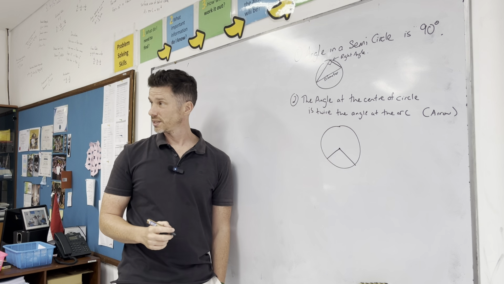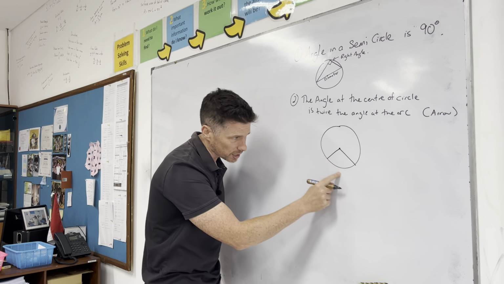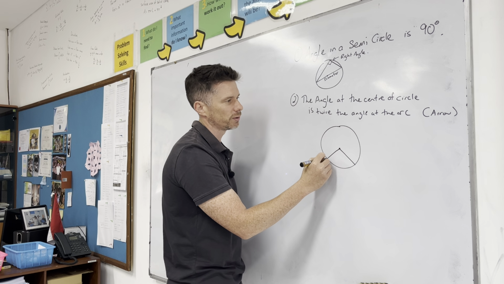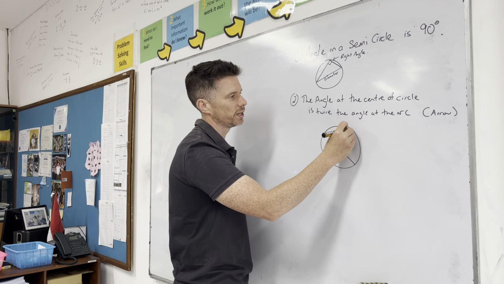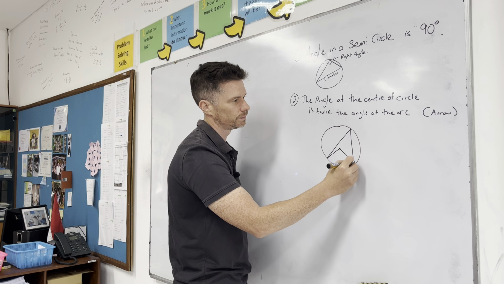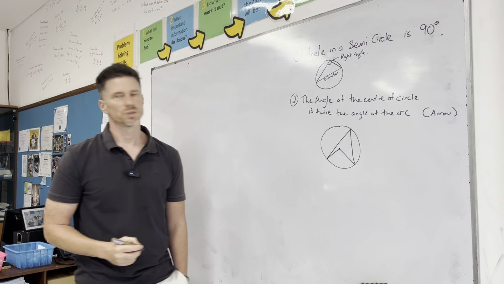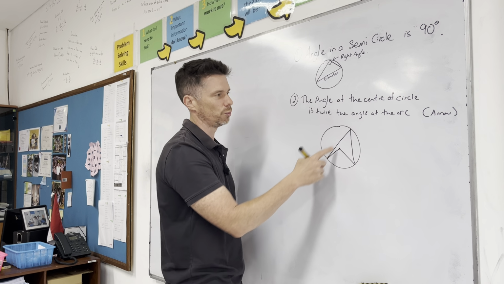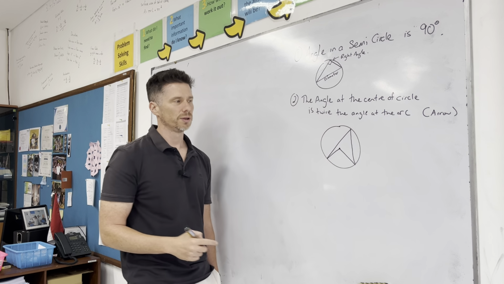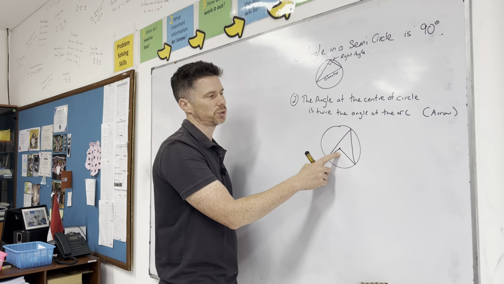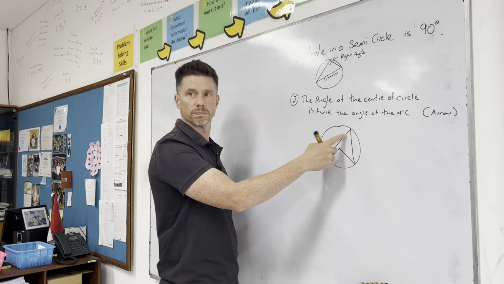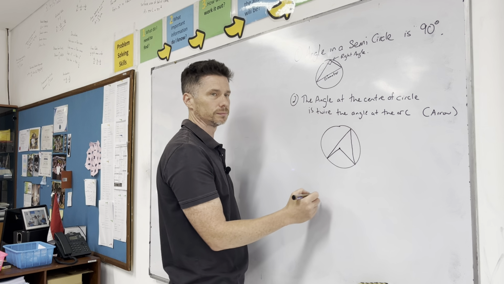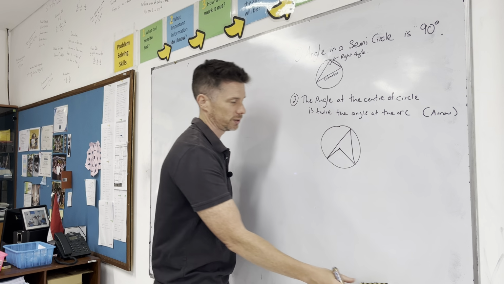Then if we use the same arc, so these same two points here, and we make another angle using those same two points somewhere else on the edge of the circle, I've created two angles now using these two points. One to the center and one somewhere else on the edge. This one is twice this one. So I'll draw it again.